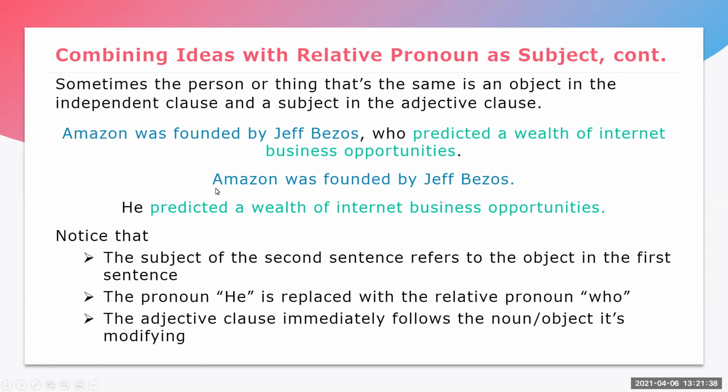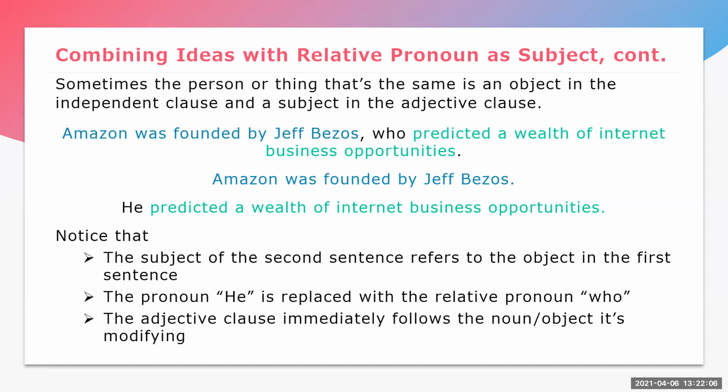So here we have two sentences. Amazon was founded by Jeff Bezos, and he predicted a wealth of internet business opportunities. Notice that the object of the first sentence, Jeff Bezos, is referenced by the pronoun he in the second sentence. Noticing what a pronoun refers to is the first step in being able to combine ideas with an adjective clause.